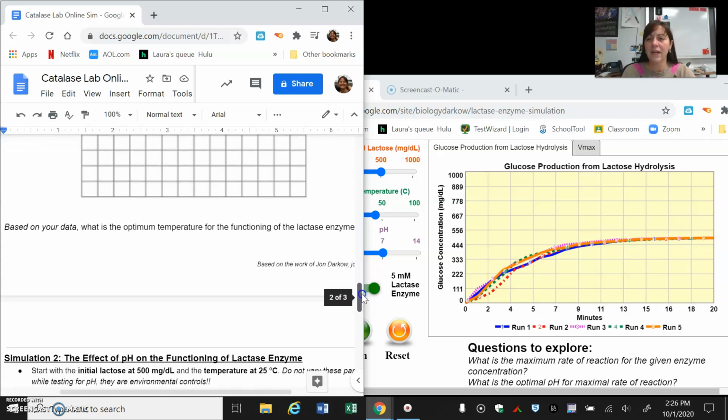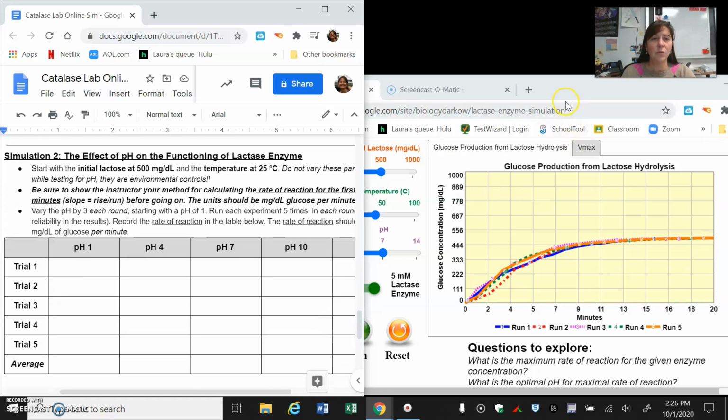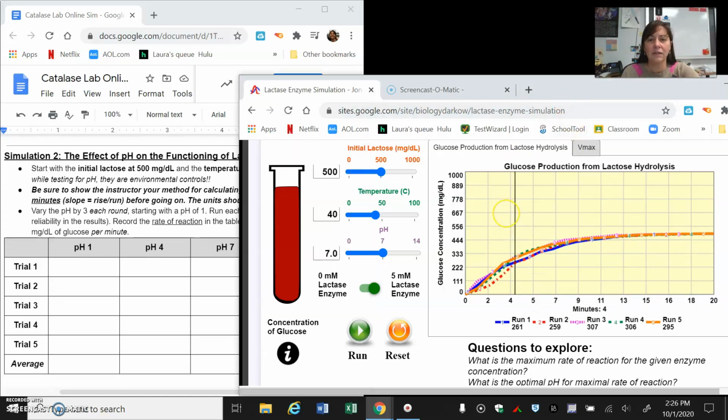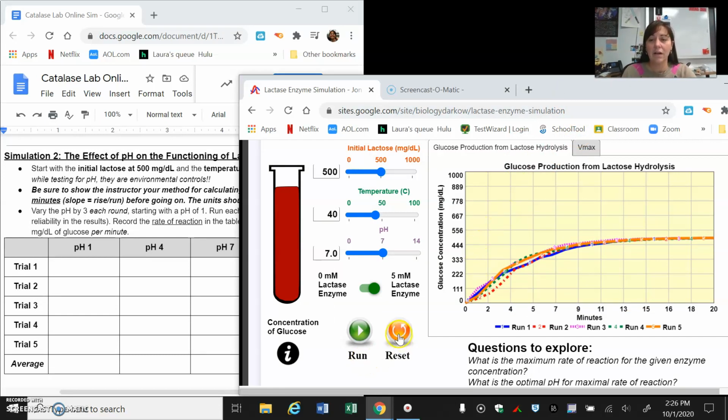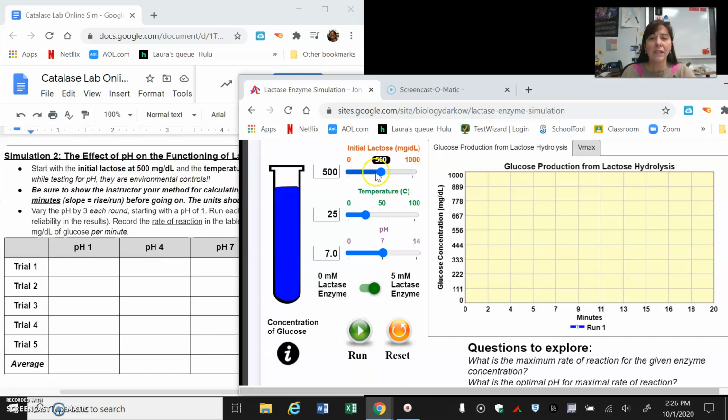Okay, based on your data, what is the optimum temperature for the functioning of the lactase enzyme? So where does it function best? Okay. All right, next you're going to do it for pH. So when we come back over to our simulation here, we're not really changing where we're going, but when we look here, it says the initial lactose should be at 500, the temperature at 25. Those are now our constants. So we're going to keep these two things the same, and we are going to change it here.